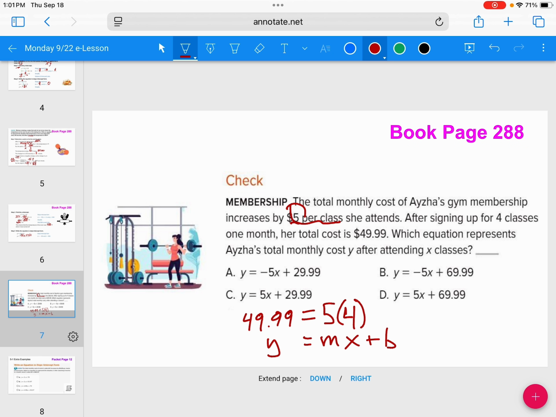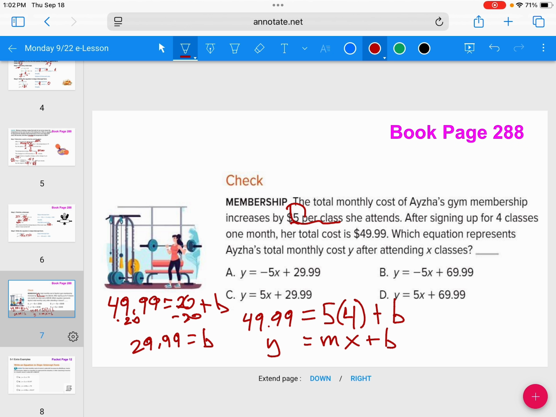Now, is there a starting up cost? It does not appear that there is at the moment. Maybe there is. We'll find out. It's plus b right now. We don't know what b is yet, so we are going to solve for it. And so if there is a b, we will figure out what it is. So this ends up looking like $49.99 equals 20 plus b. So I subtract 20 from both sides, and we get $29.99 equals b. So it looks like the fee to start attending the classes was $29.99.